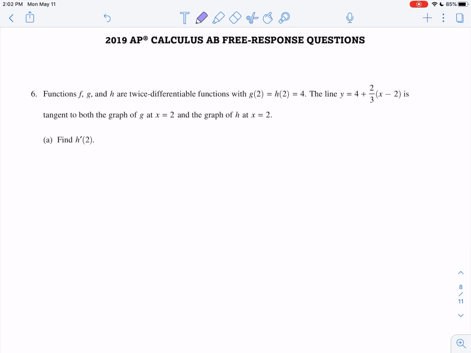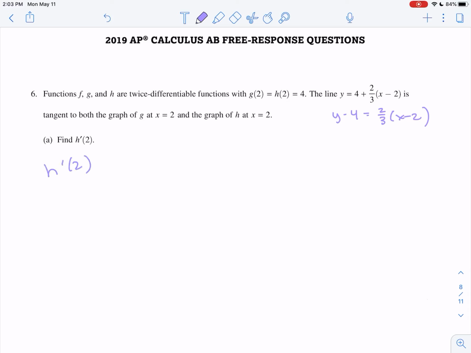So the functions f, g, and h are twice differentiable with g of 2 equals h of 2 equals 4. The line y equals 4 plus 2/3 times the quantity x minus 2 is tangent to both the graph of g at x equals 2 and the graph of h at x equals 2. And you may be more comfortable with seeing it in point slope form, right? Same thing. So part A, find h prime of 2.